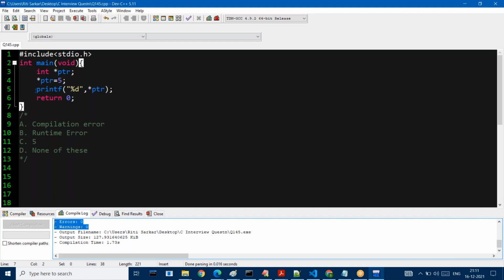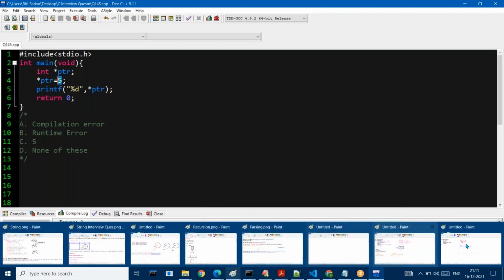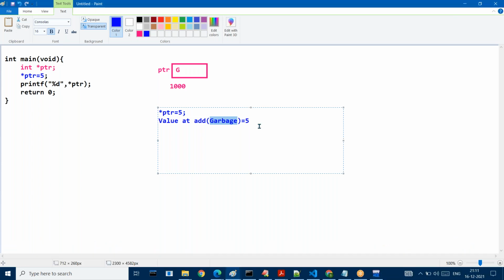Then what will I do? It's exactly the same. The value 5 wants to go. Then I'm asking, where will the 5 go? Then you are telling me, at the garbage address. Garbage address means I don't know at which address 5 should go. Then where will 5 go?